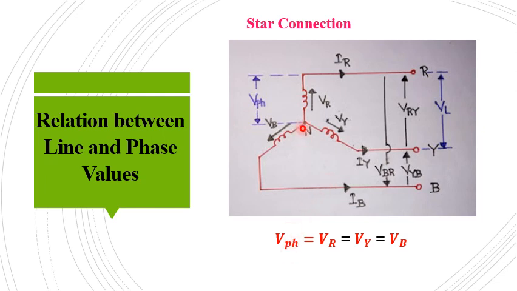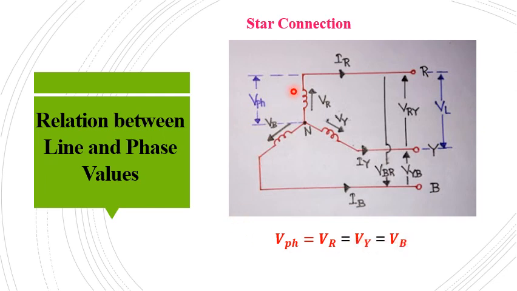Since we are assuming that this system is balanced, that is, the impedance in each phase is the same, the magnitude of the phase voltage will be the same. That is, we can write phase voltage VPH equal to VR, equal to VY, equal to VB.